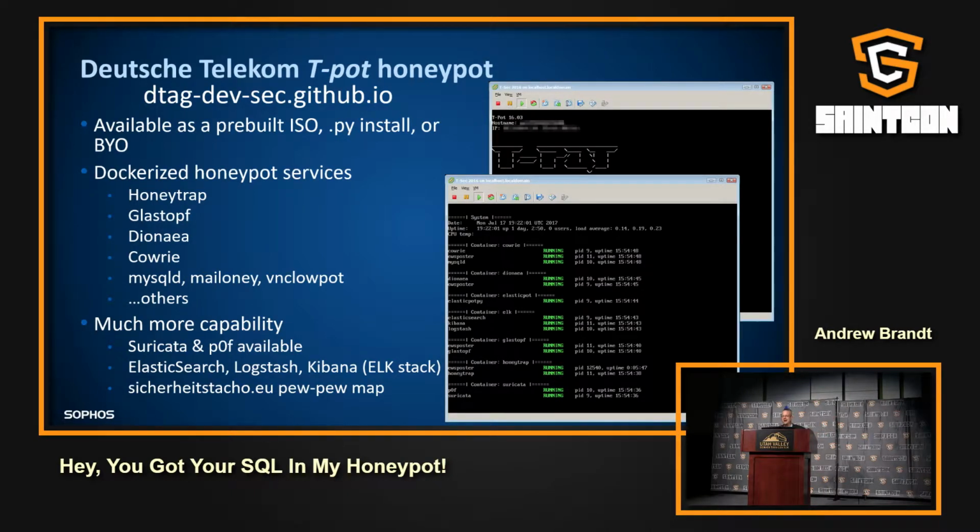It's called the T-Pot, and it's made by Deutsche Telekom, otherwise known as the German parent company of T-Mobile. The website there, that GitHub address, is where you can download it. You can either build your own version of the honeypot with the Docker containers that contain each individual honeypot component, or you can just pull down an ISO, and if you have either a bare metal machine or a virtual machine, I run mine in ESX, and it works great with 2 gigs of RAM and about 100 megs of storage, and it has a ton of honeypots.